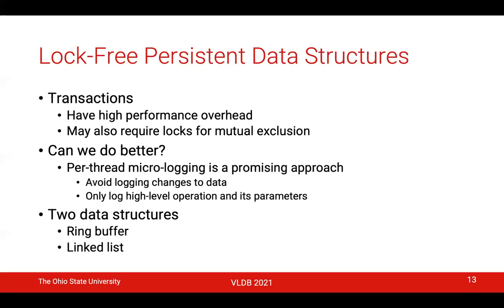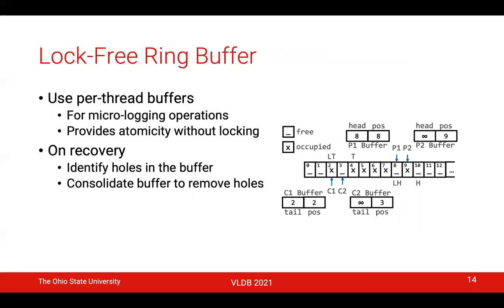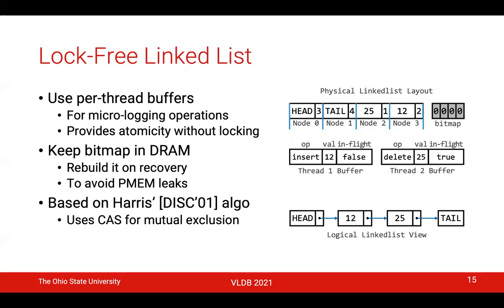We applied this approach to 2 data structures, a ring buffer and a linked list. The ring buffer design is a bit complicated, so I will skip this in the interest of time. Interested viewers can refer to our paper to understand its design. I will briefly present the linked list design though. Conceptually, the design of both data structures is essentially the same. So our design is built on top of Harris's algorithm, which uses compare and swap for mutual exclusion.